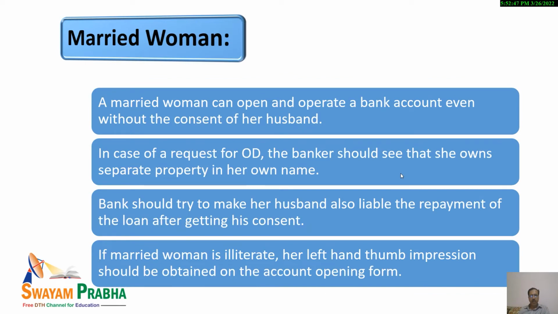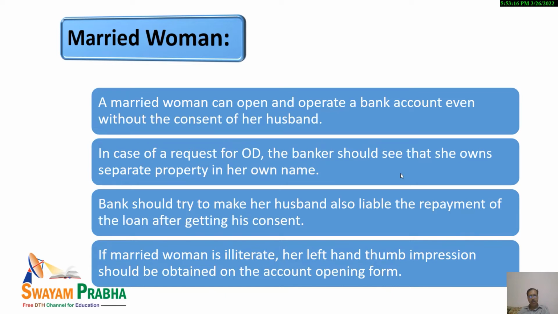Now, married woman. I think you are aware that a woman, a girl, a female, after marriage becomes a married woman. Like other persons, she is free to open a bank account, and she is free to operate the bank account, and she can open and operate a bank account even without the consent of her husband.